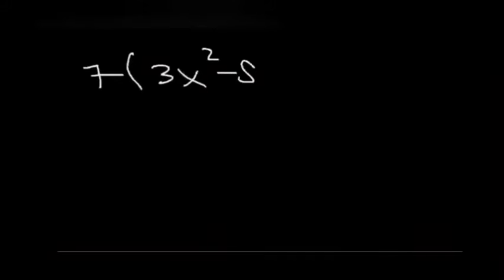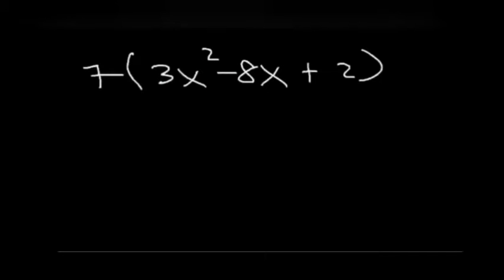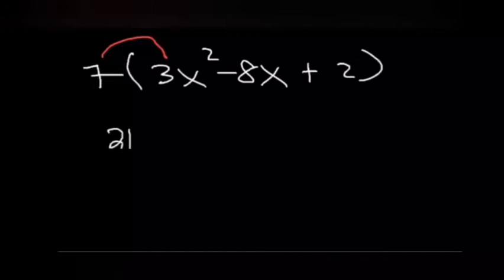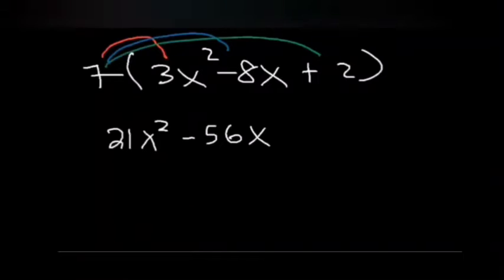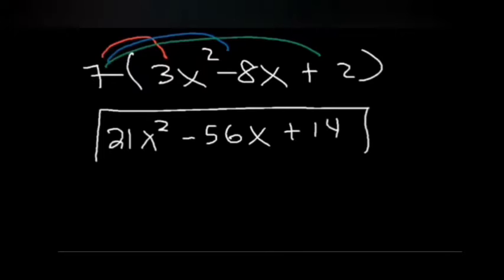We have 7 open bracket 3x squared minus 8x plus 2. 7 multiplies all the terms. 7 times 3x squared gives us 21x squared. And 7 times minus 8x gives us minus 56x. And 7 times 2 gives us plus 14 as our final answer. Cannot be simplified further because they contain unlike terms.